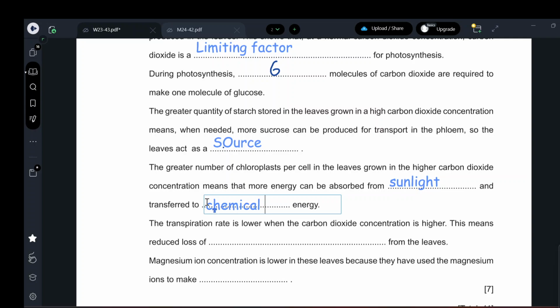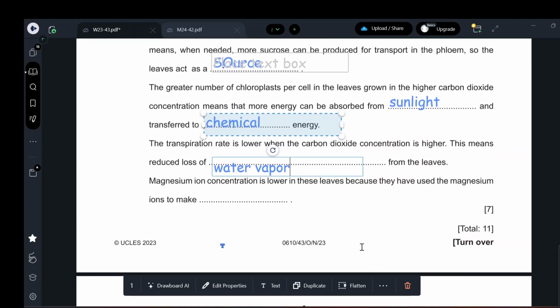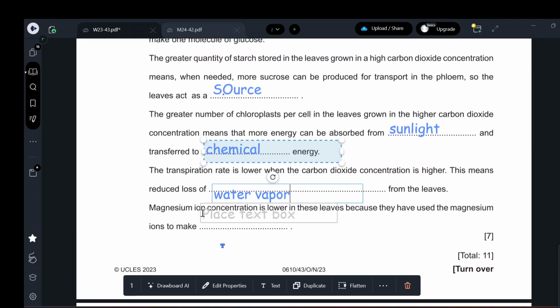The transpiration rate is lower when the carbon dioxide concentration is higher. This means reduced loss of what from the leaves? Okay? It has to be water vapor, because it leaves as a gas in transpiration.